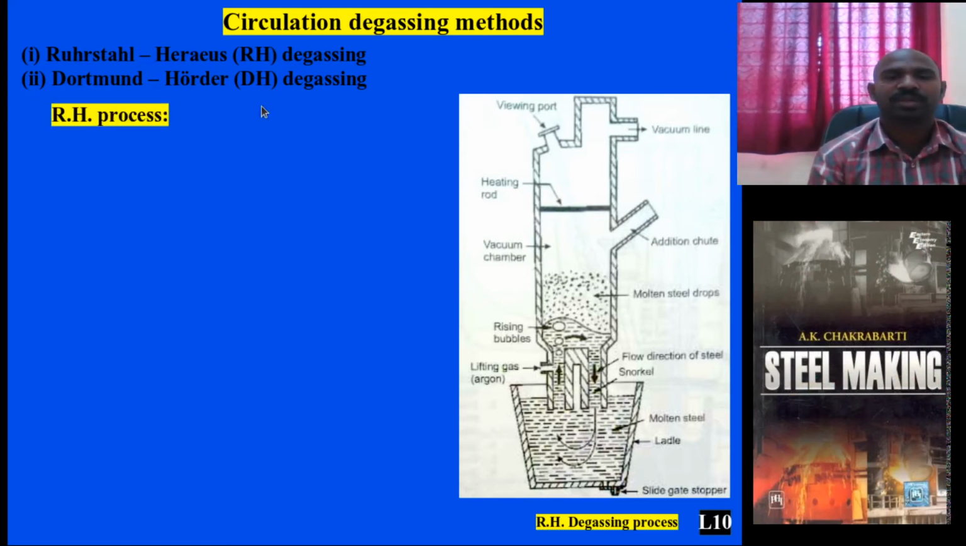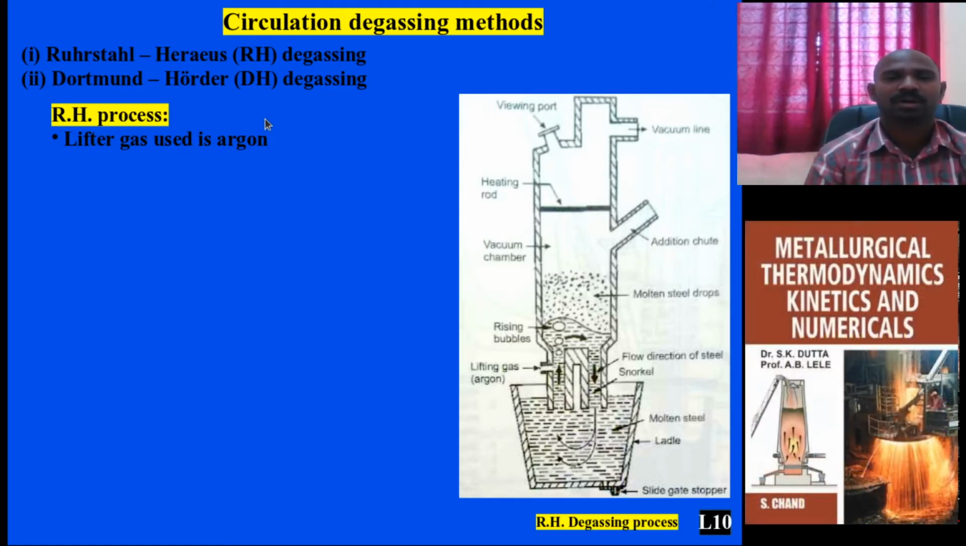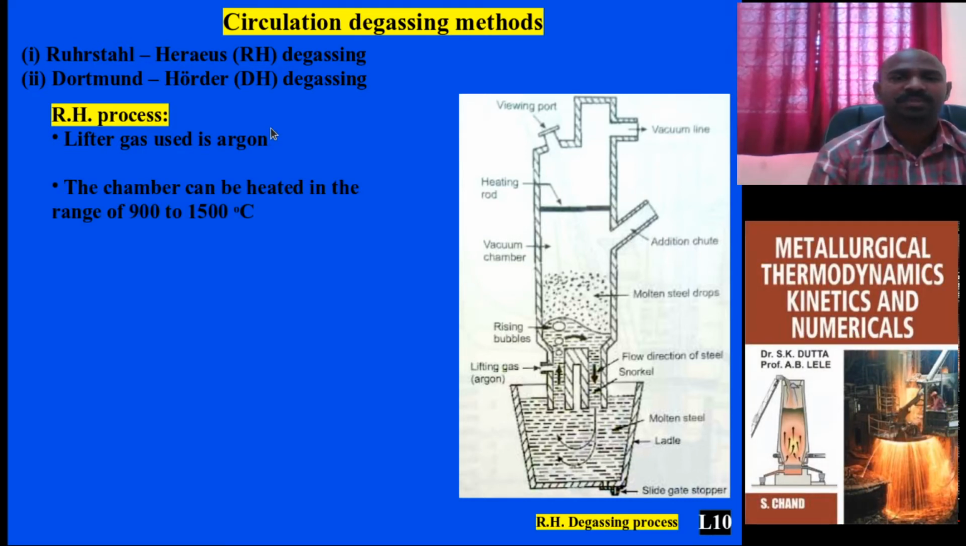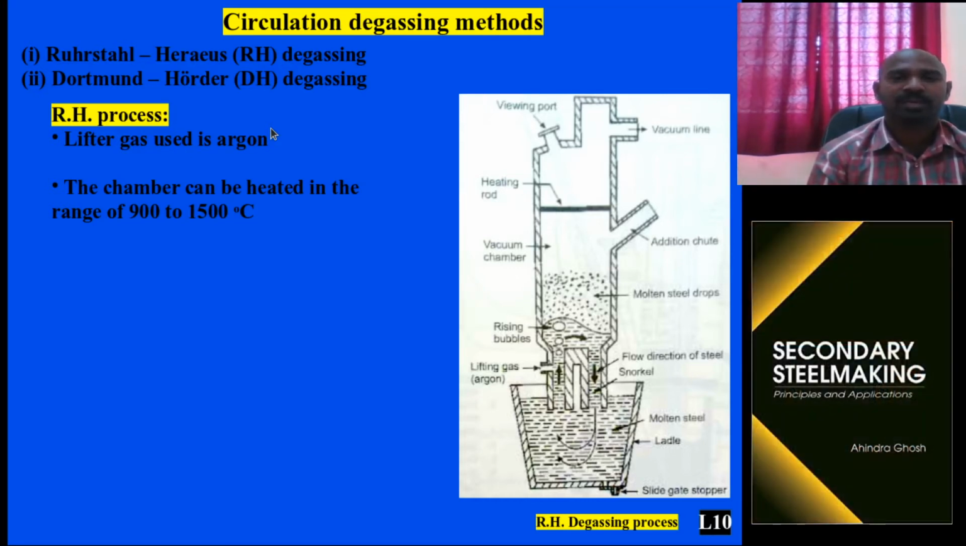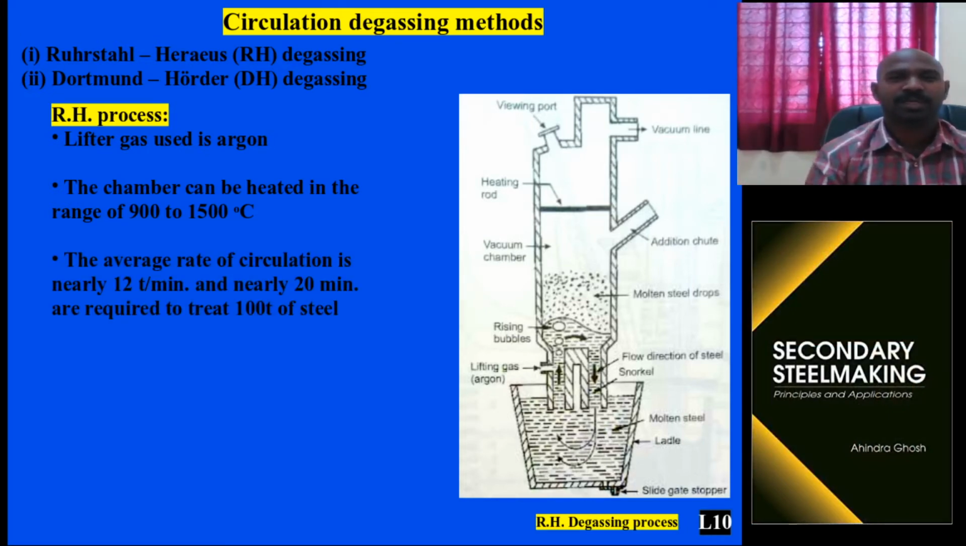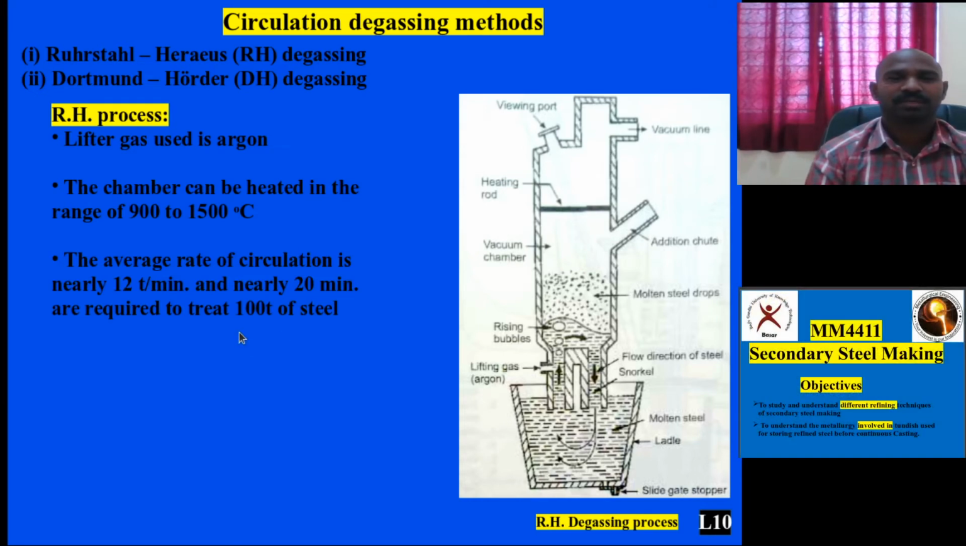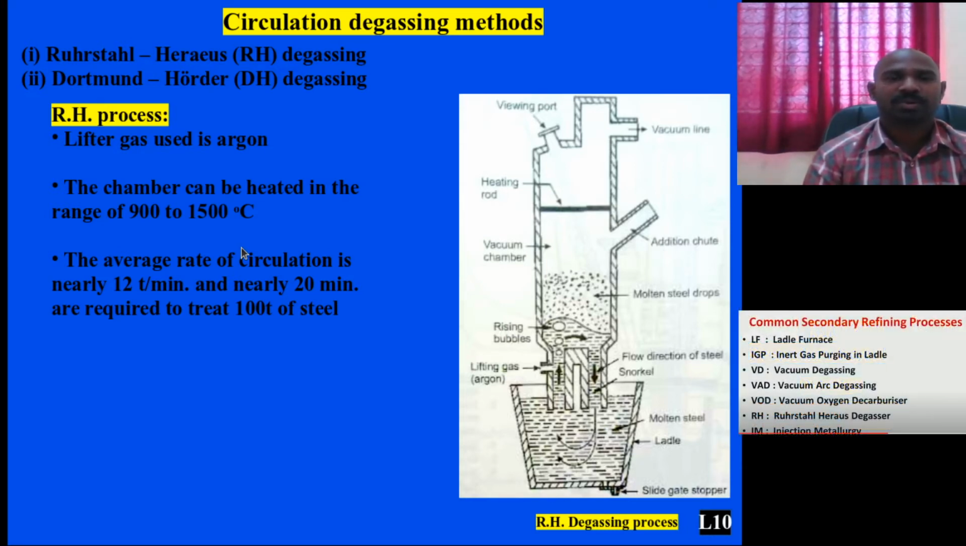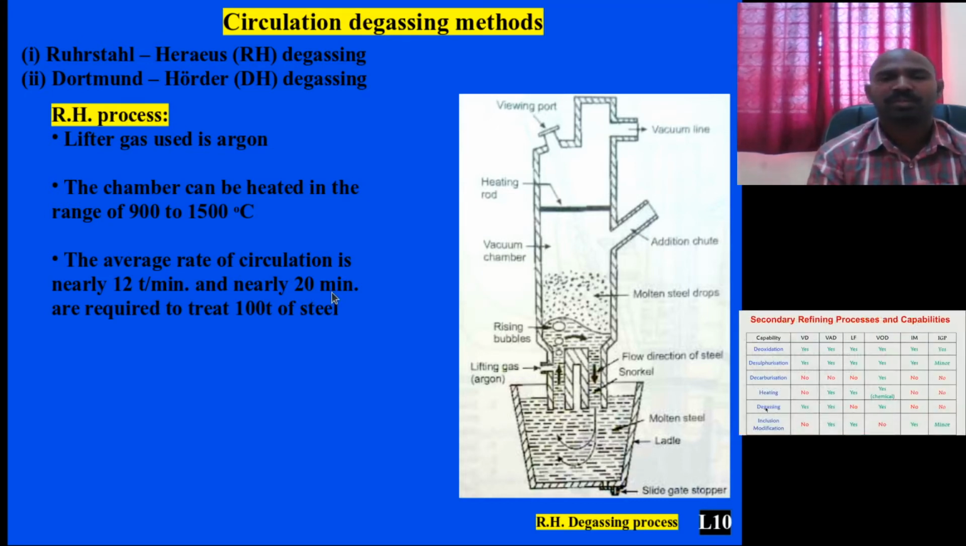Please make a note. In the RH degassing process, remember a few points. The lifting gas used is argon, and this chamber can be heated to a temperature of up to 1500 degrees Celsius, with a minimum of 900. 100 tons of steel can be refined, and the nitrogen level can be brought down to 3 to 6 ppm and the hydrogen level to 30 to 60 ppm, at a rate of 12 tons per minute, in nearly 20 minutes.